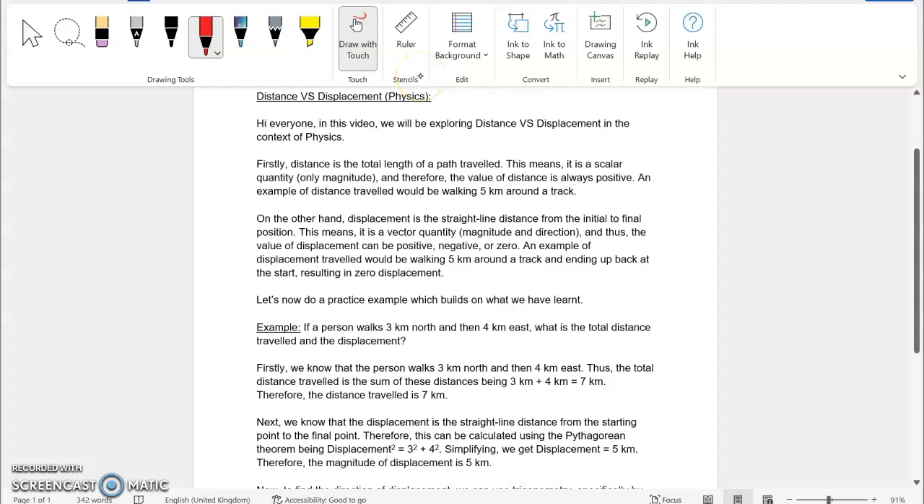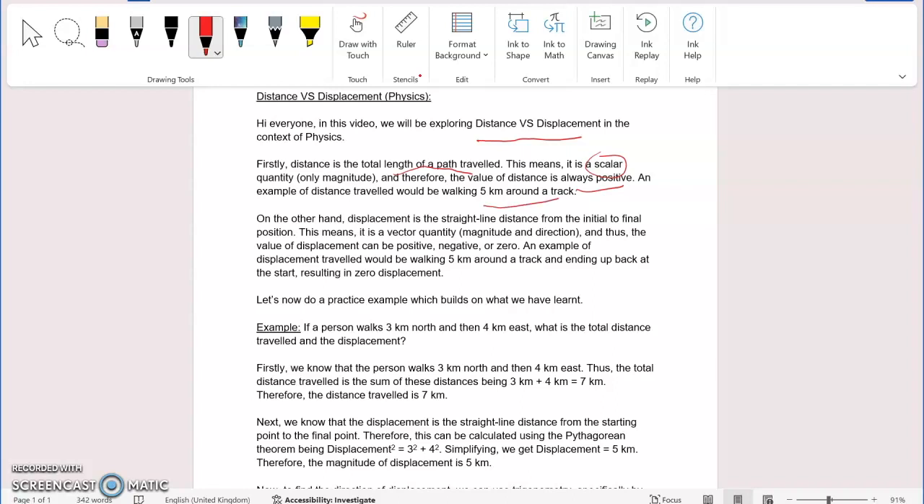Hi everyone, in this video we'll be exploring distance versus displacement in the context of physics. Firstly, distance is the total length of a path travelled. This means it is a scalar quantity, and the magnitude, and therefore the value of the distance, is always positive. An example of distance travelled would be walking 5 km around a track.